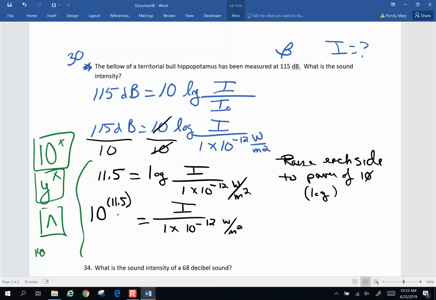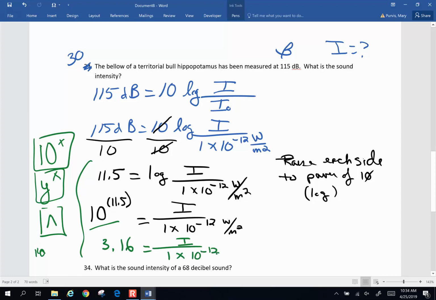So I'm going to go to my 10 to the x button, 11.5, and when I do this, that translates into 3.16 equals I divided by 1 times 10 to the negative 12th.